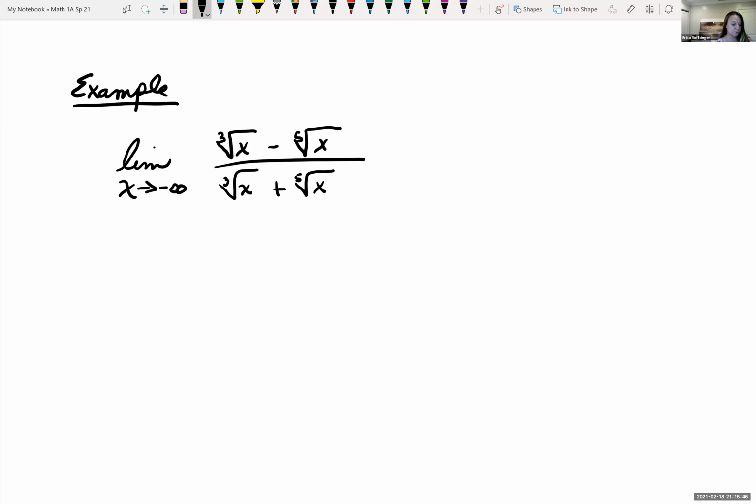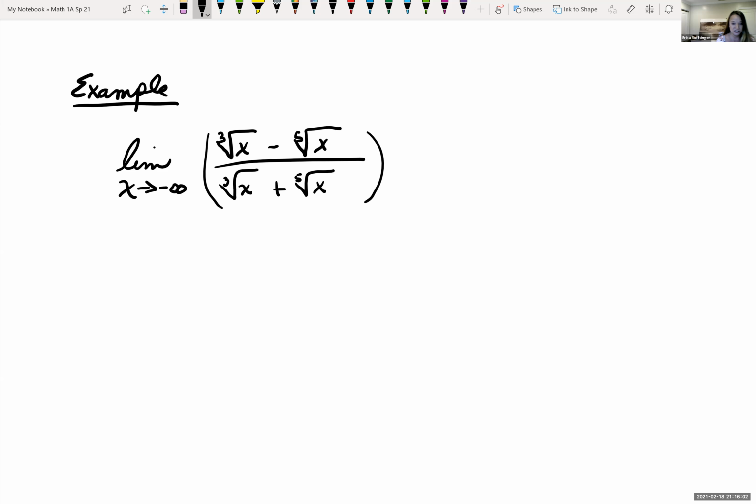Okay, so next example, we have the limit as x is approaching negative infinity of the cubed root of x minus the fifth root of x. That quantity is all over the quantity, the cubed root of x plus the fifth root of x.